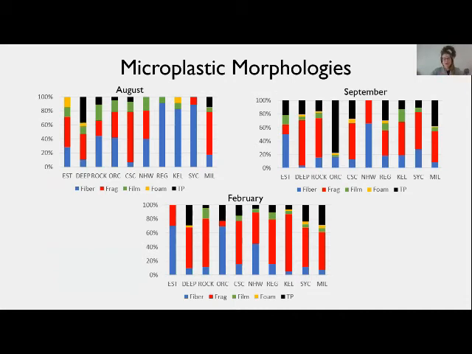And here we see a breakdown in terms of the percentage of microplastic morphologies found at each of the sites across each of the sampling sessions. So you can kind of see here the increase in tire wear particles between August and September. You can also see that fragments ended up being the most common type of morphology observed. And fibers, of course, were very common as well.